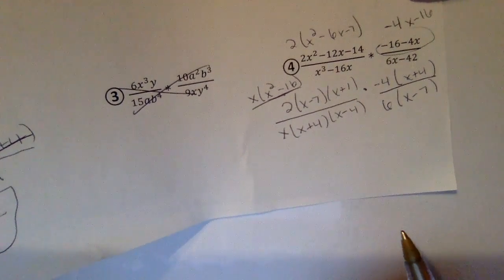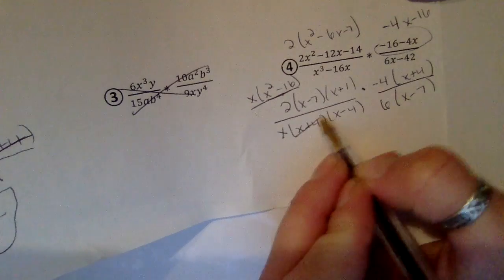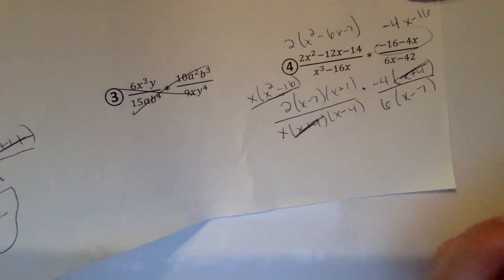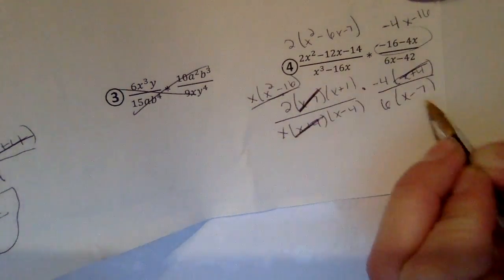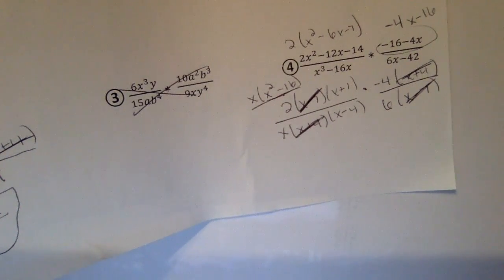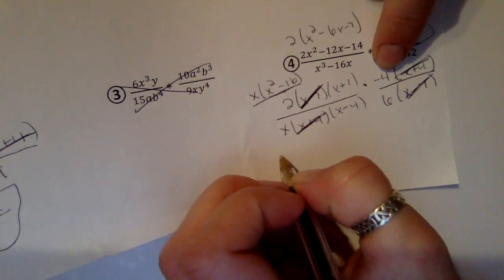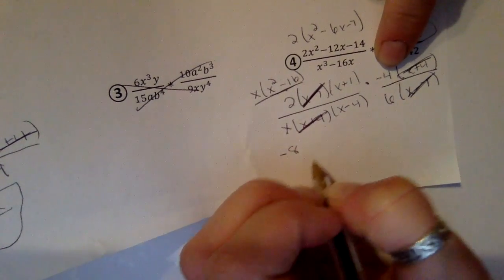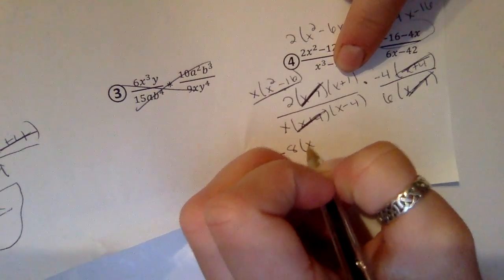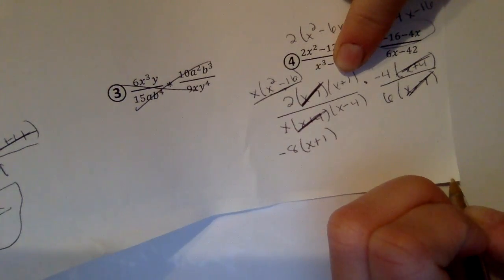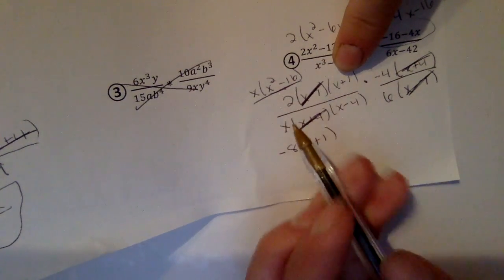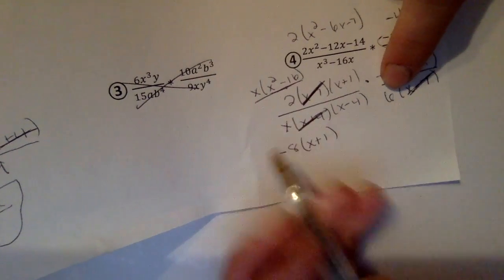Okay, let's cross out some matching factors. So it looks like I have an x plus 4 on the bottom and the top. And it looks like I have an x minus 7 in the bottom and the top. Okay, so from here, again, I'm going to multiply and gather everything. There might be more I can simplify, so let's check it out. So 2 times negative 4 is negative 8. And then we have an x plus 1 over, on the bottom, I have a 6x.